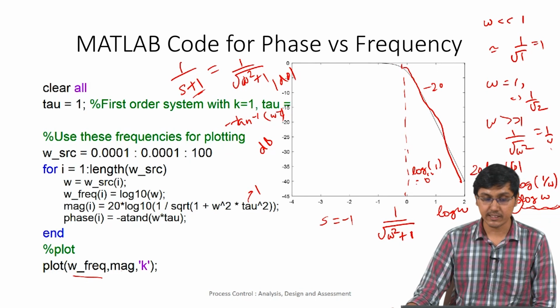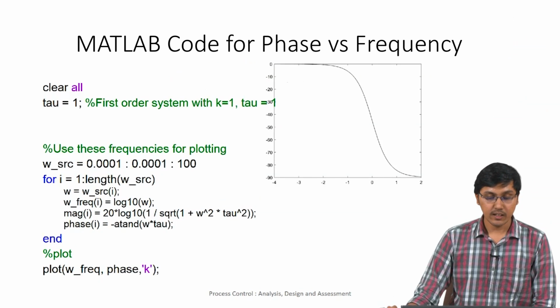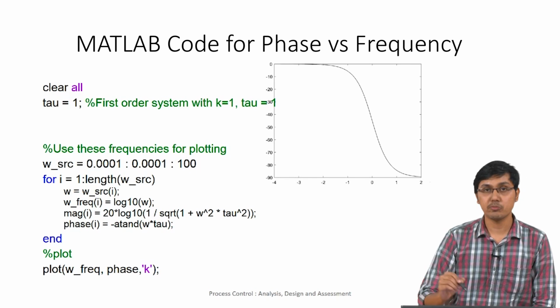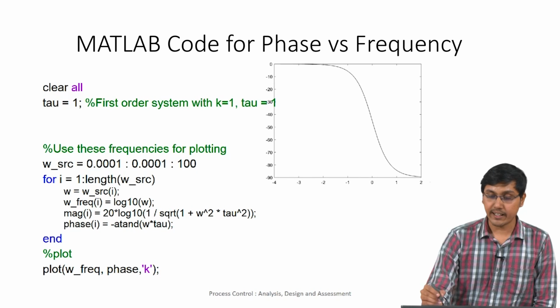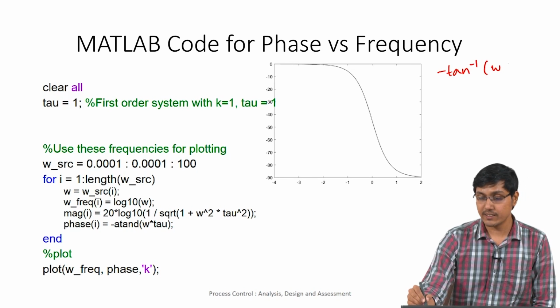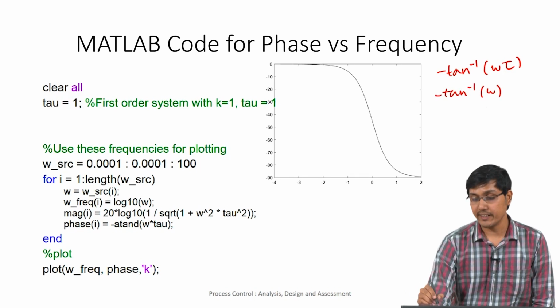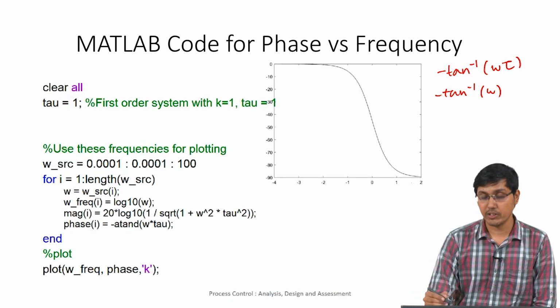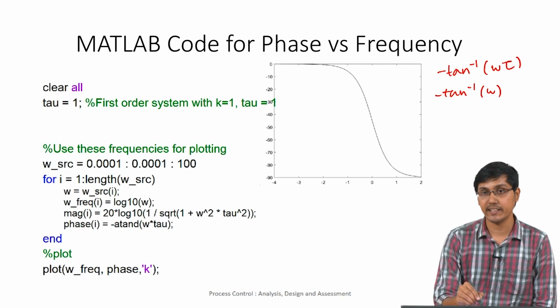Now coming to the phase, the phase again varies from 0 to minus 90 degrees. Using the same logic, we say tan inverse of omega tau, here specifically tan inverse omega. For very low values of omega, tan inverse 0 is 0, and for very high values of omega, tan inverse infinity is pi by 2. So this will vary from 0 to pi by 2 or 0 to minus 90. Pi by 2 is in radians and minus 90 is in degrees.